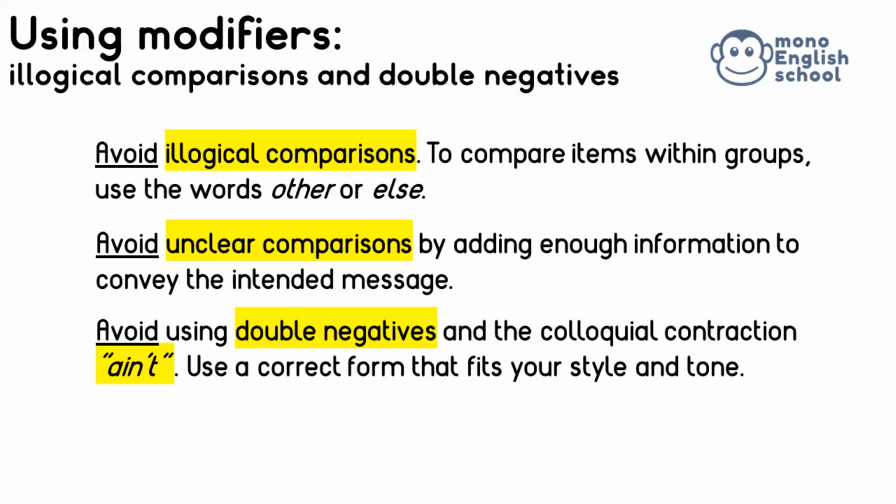So, to recap the points discussed in this video, we should avoid illogical comparisons by using other or else to compare items within a group. Avoid unclear comparisons by providing enough information to prevent misinterpretation. And avoid using double negatives and ain't by removing the negative modification of the verb or the noun or pronoun.